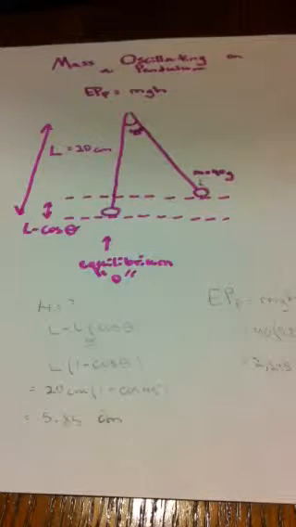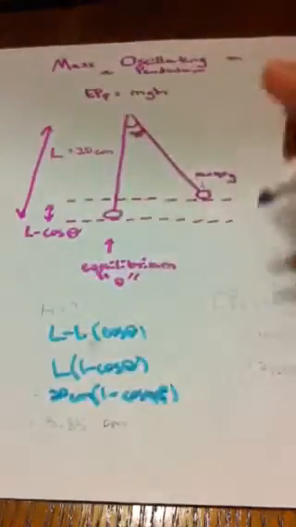To find the distance between 0 and the pendulum, subtract your length from cos theta. Or for short, you can do L bracket 1 minus cos theta. Using our information, we have the length, which is 20 centimeters, bracket 1 minus cos 45, which is our degree up in the top. And that's going to come out to 5.85 centimeters.